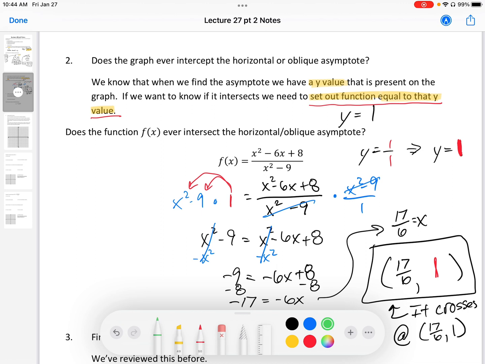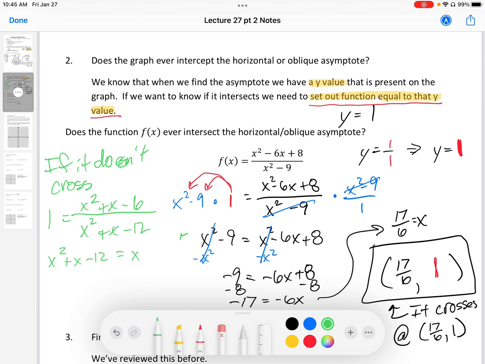So how do you tell if it doesn't cross? If it doesn't cross, what this is going to look like is something like, let's say, 1 equals x squared plus x minus 6 over x squared plus x minus 12, okay? So I would multiply both sides by the bottom, and I get x squared plus x minus 12 equals x squared plus x minus 6, okay?